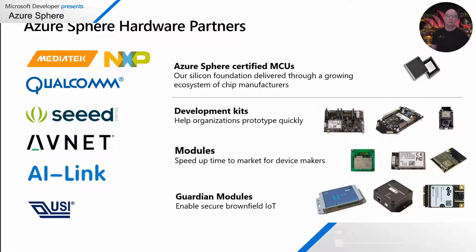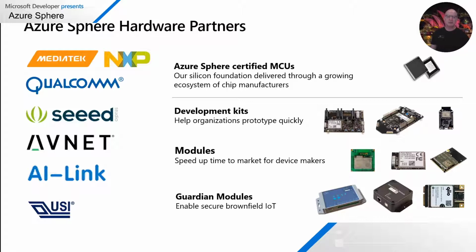Now if you get to the point where you want to build a bespoke solution, then there are Azure Sphere modules, and these will speed up your time to market as they're pre-certified. So there are modules there from USI, from Avnet, and from AI-Link. And finally there are Guardian modules, and these are pre-packaged or off-the-shelf solutions for Azure Sphere where you want to go and internet enable existing equipment.